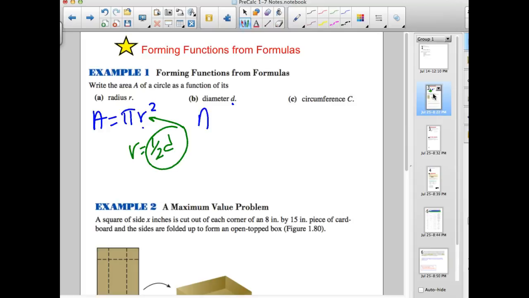So area is going to be pi times 1/2 d squared. Instead of radius squared, we're going to put in 1/2 d and square it. What do we get if we square 1/2? 1/4. Okay, so simplifying this, we would have 1/4 pi times d squared. And now we have area in terms of diameter. Okay. Our last one is we want to convert it into being in terms of circumference.